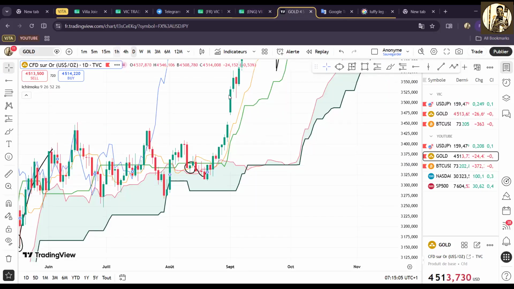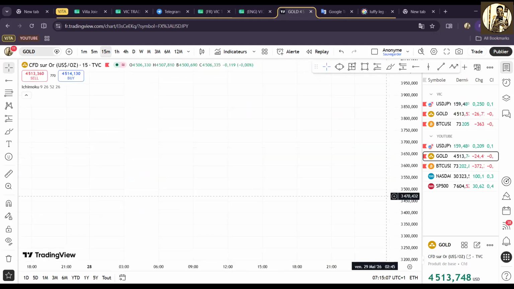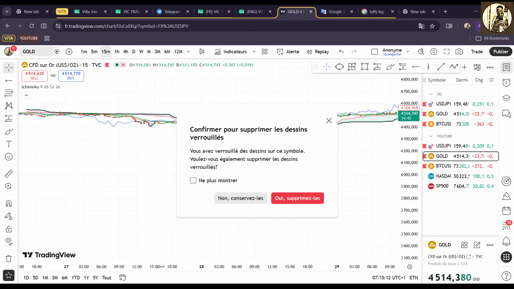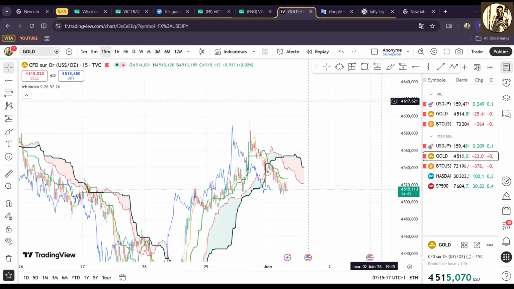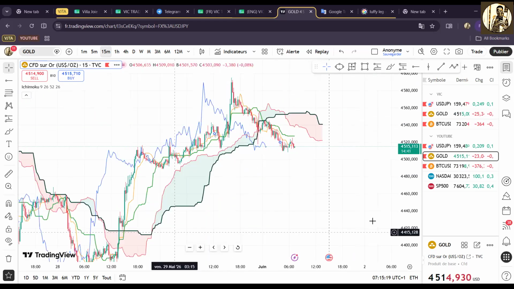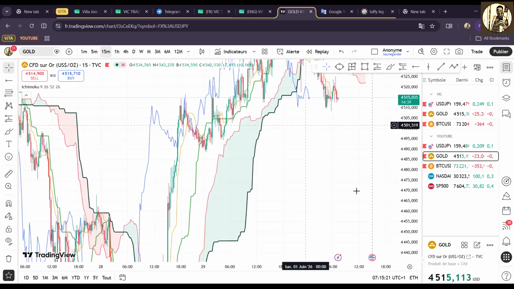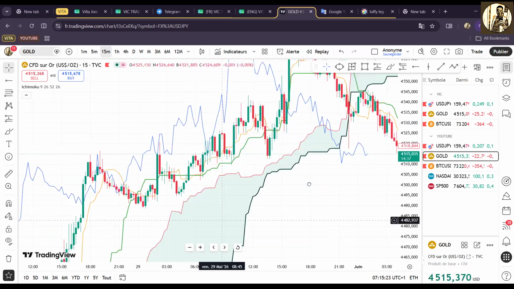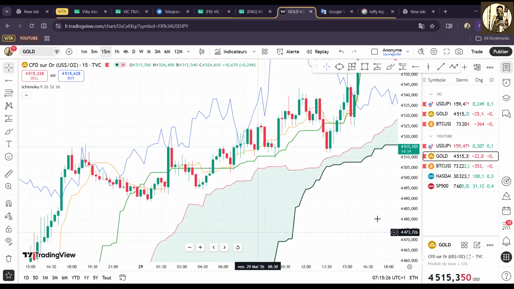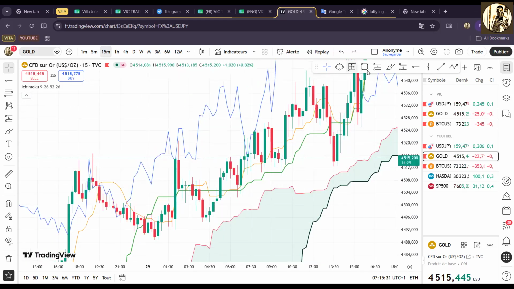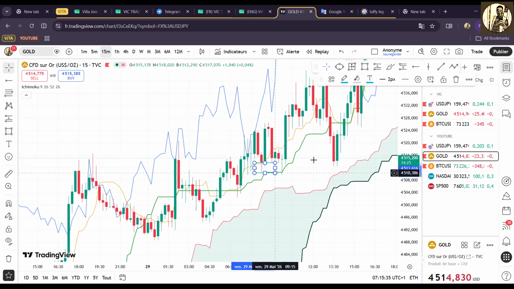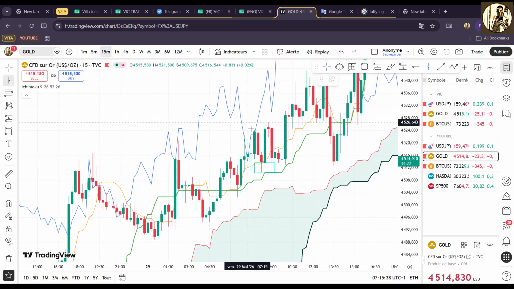Let us do 15 minutes, for example. If you spot an execution zone on 15 minutes, it will be tricky. It will be very tough for you to trade it, but let us do that case because I know there are people who like to go on 15 minutes. Let us say you have this zone of execution here, this Tenkan on 15 minutes.